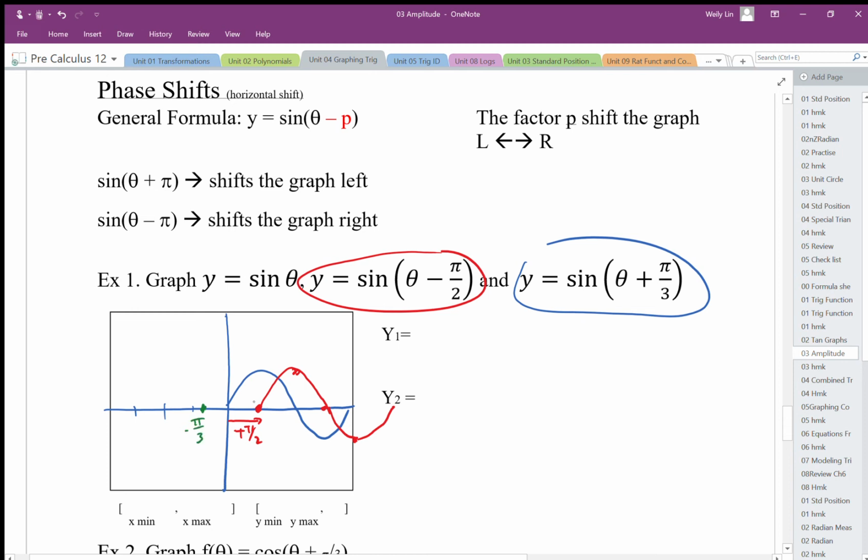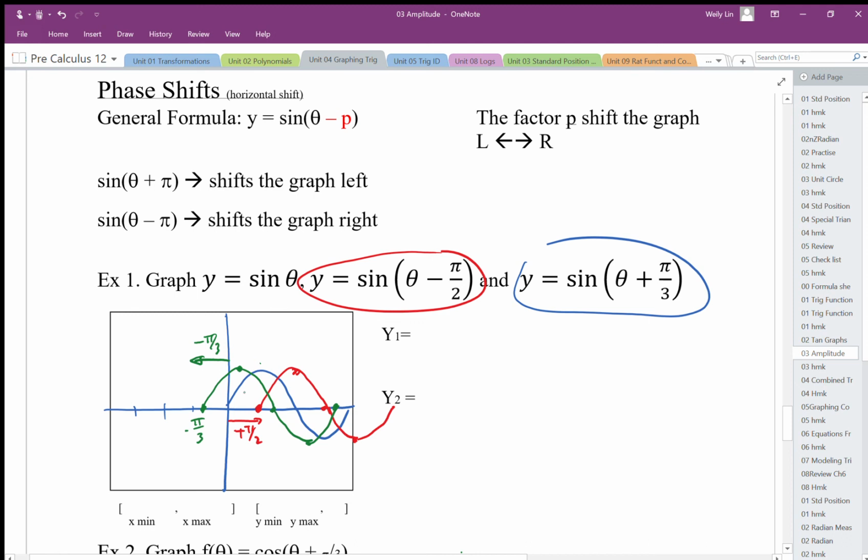So pi over 3 is going to be here. Okay, so that's my starting point. And every point shifts back pi over 3. Okay, so that's where the next pi over 3 segment is going to be. This is going to shift back pi over 3. Okay, so there it is. This point is going to shift back pi over 3, so right about there. Okay, and then this point shifts back pi over 3 right about there. Okay, so there's my graph that's been shifted to the left pi over 3.